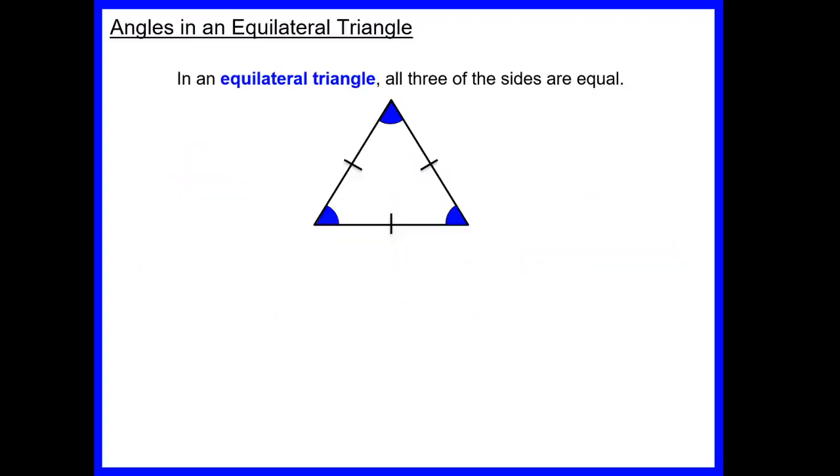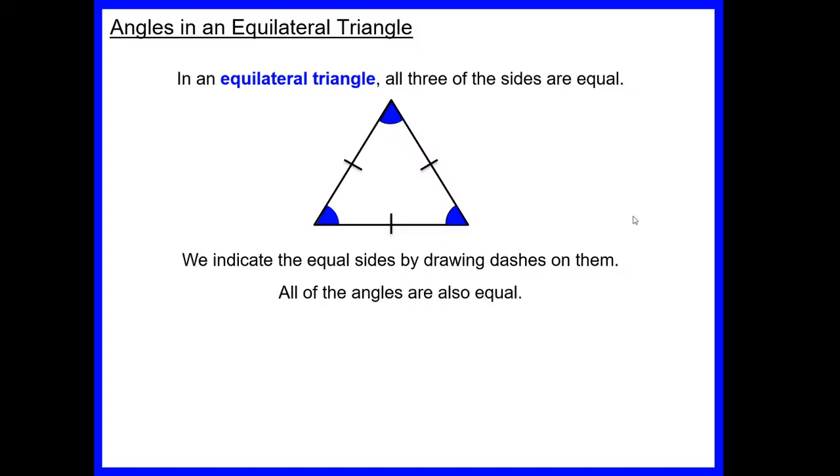So let's start with our equilateral triangle then. So we said our equilateral triangle, all of the three sides are equal, and we indicate sides being equal with the short dashed lines. So these short dashed lines tell us that all those three sides are the same length, but also all of the angles are equal. So all three angles must be worth the same value.